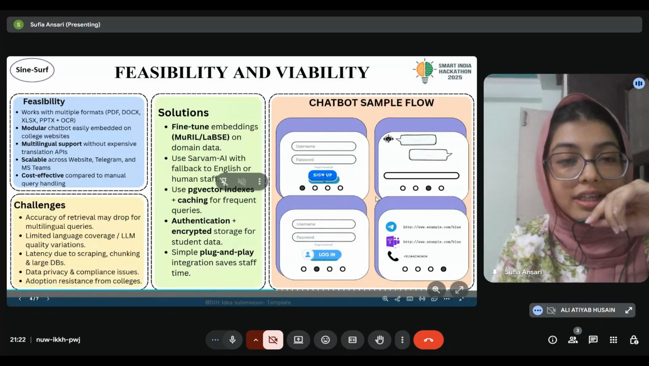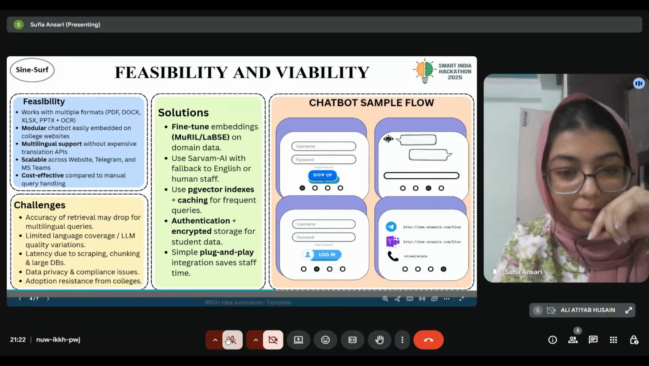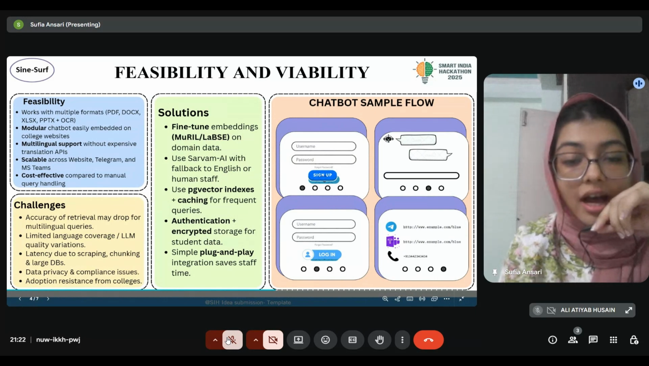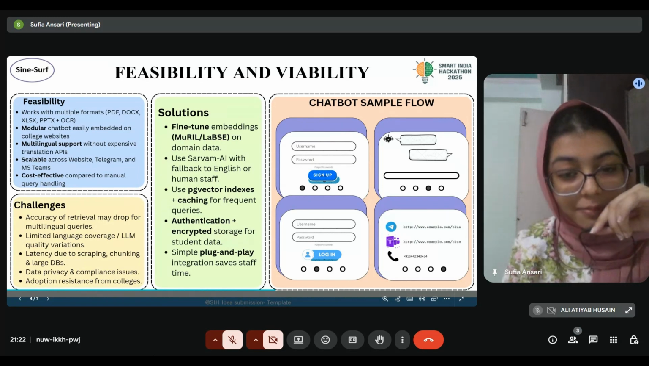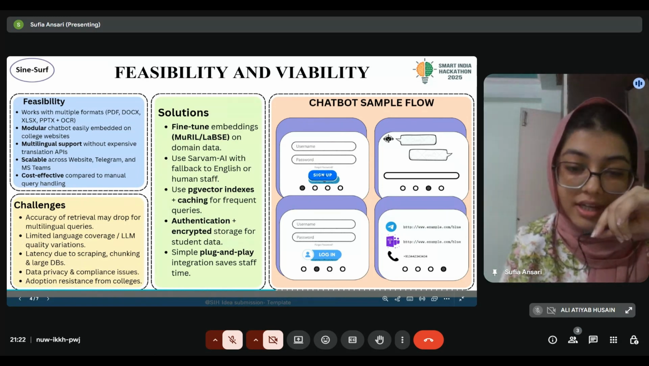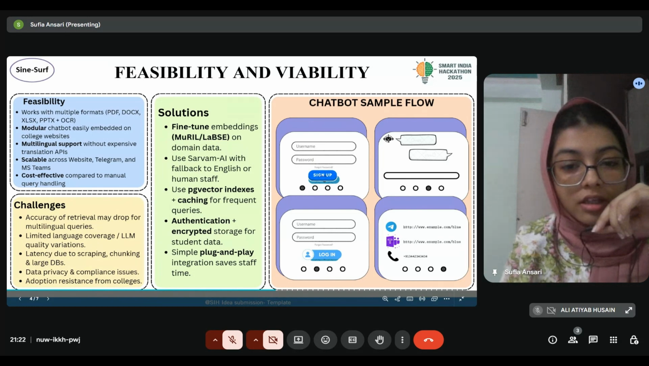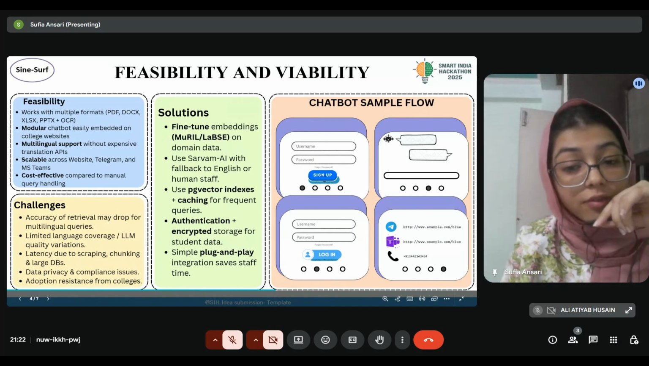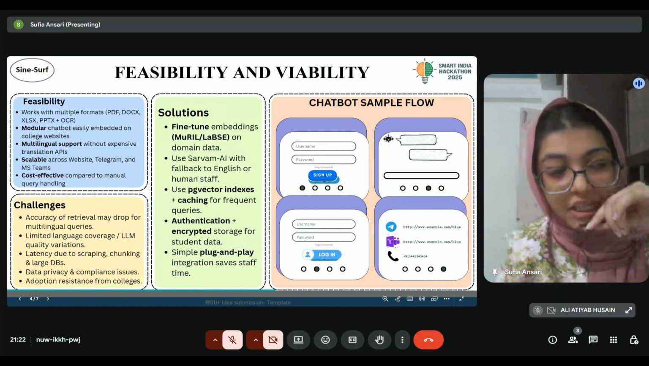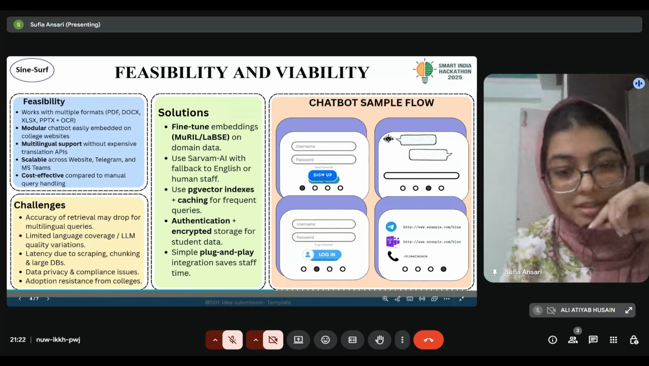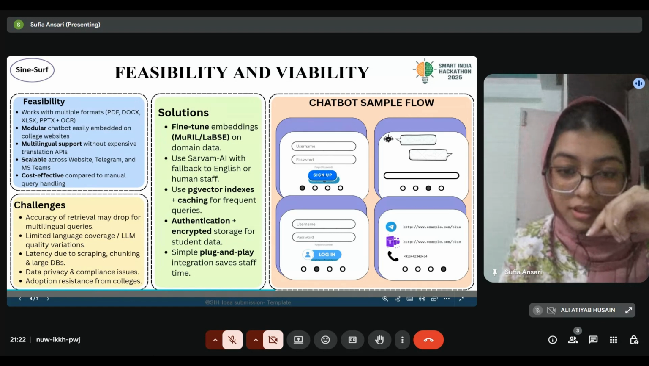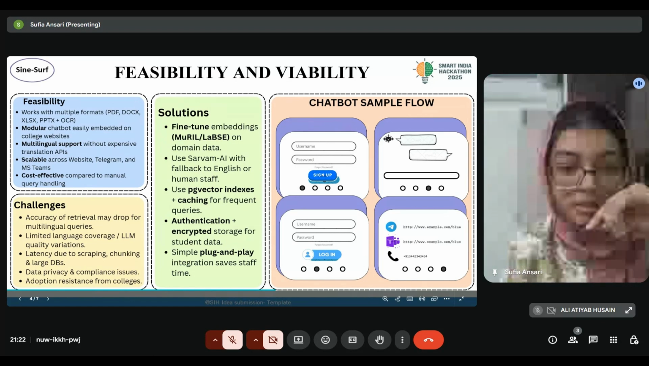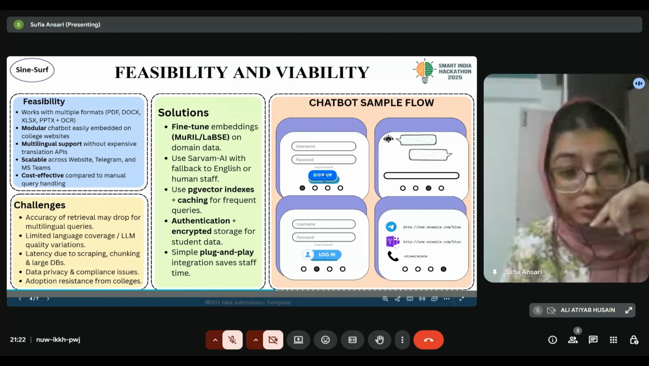So let's talk about feasibility and viability. Our solution is highly feasible because it builds on proven technologies like RAG pipelines, speech-to-text, OCR, and multilingual LLMs. We avoid costly translation APIs by directly using multilingual embeddings, making it both faster and more affordable. The chatbot is modular, so colleges can easily integrate it into their existing websites while also being accessible through Telegram and MS Teams.